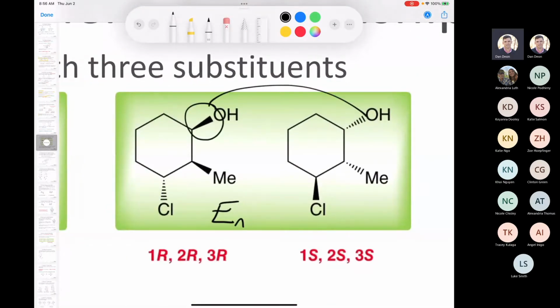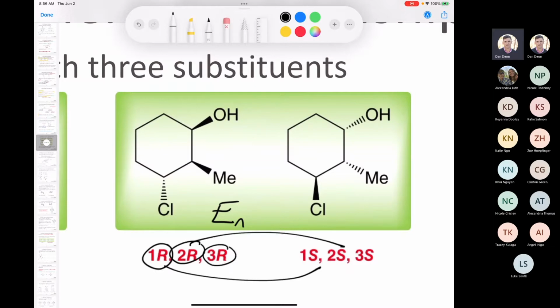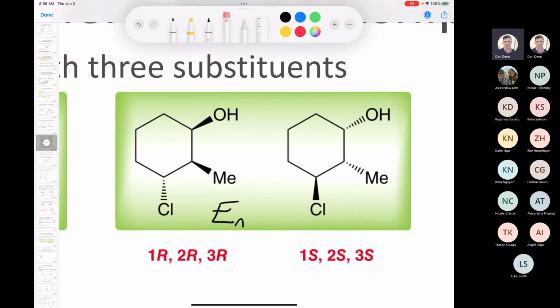This wedge is a dash. This wedge is a dash. This dash is a wedge. Ergo, these 2 compounds are enantiomers. R became S. R became S, and R became S. Therefore, these compounds are enantiomers.